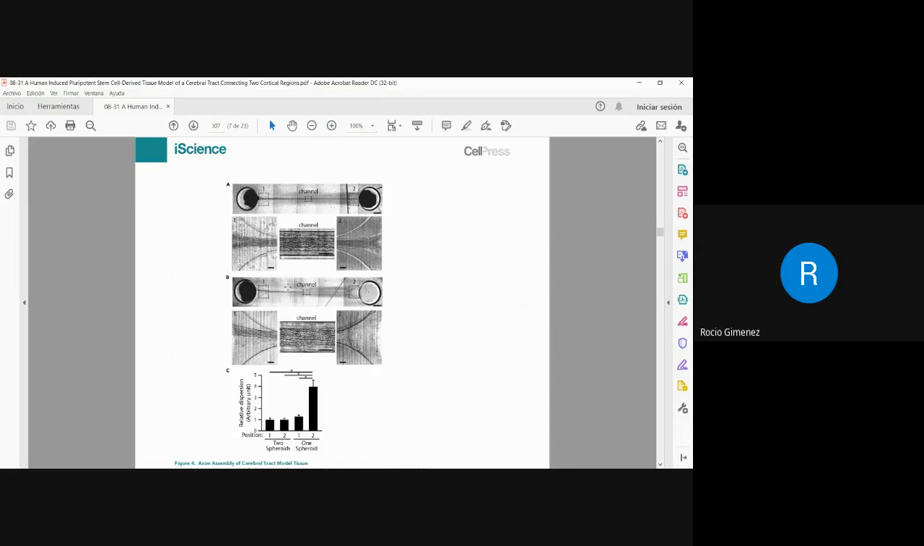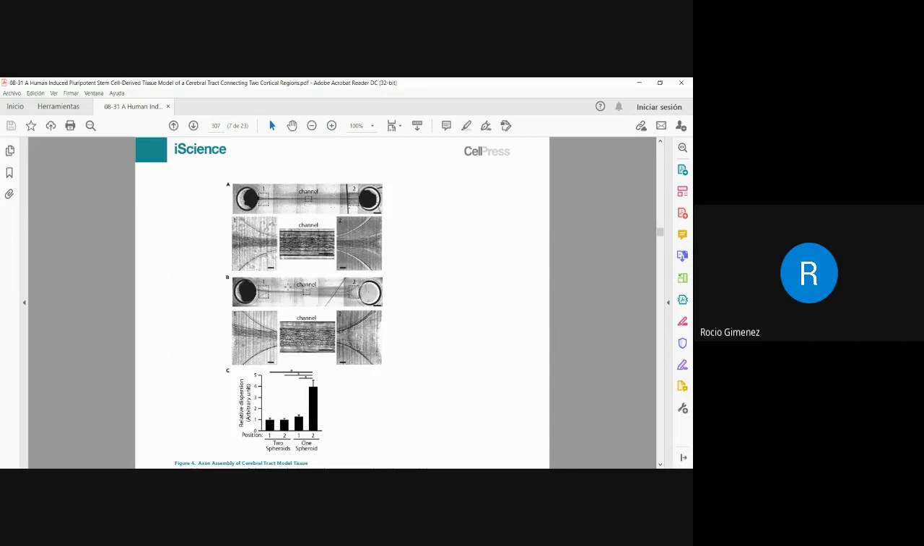And interestingly, they noted that the axons did not disperse even in the wide neck region of the culture device when there were two spheroids, whereas when there was one spheroid, they formed an axon fascicle with a dispersed ending.